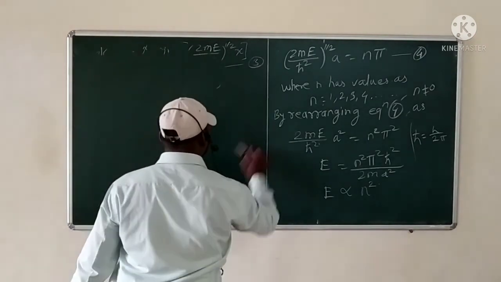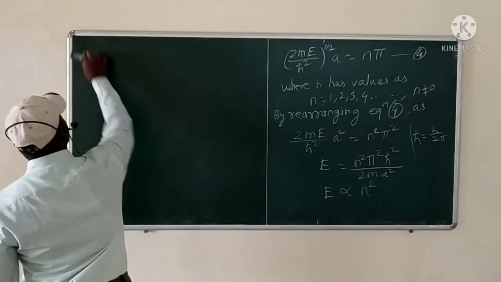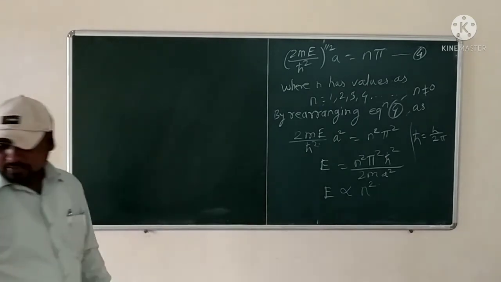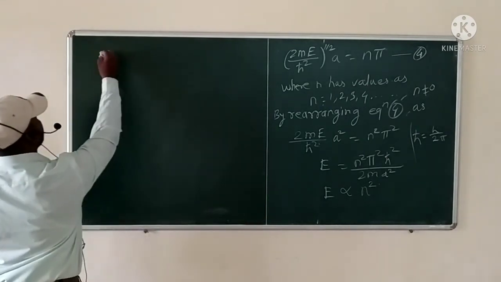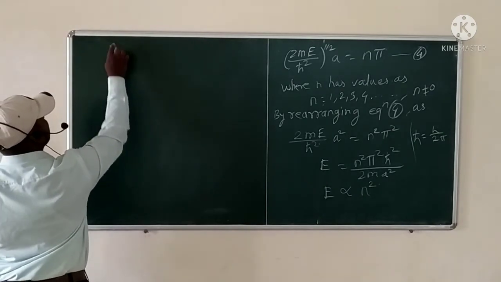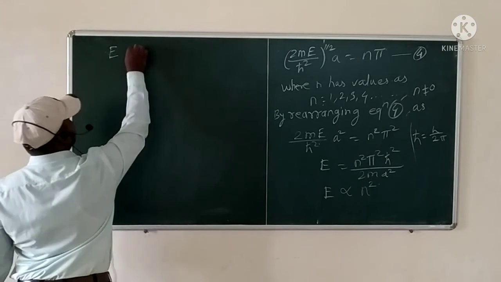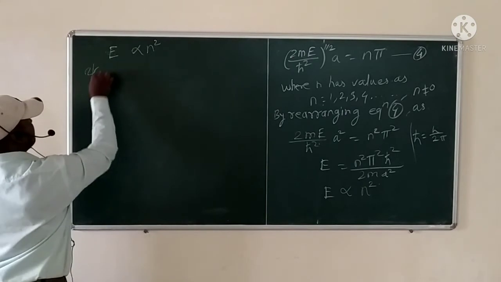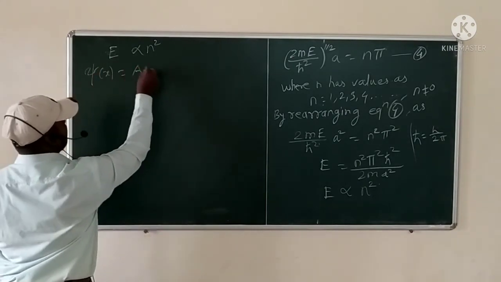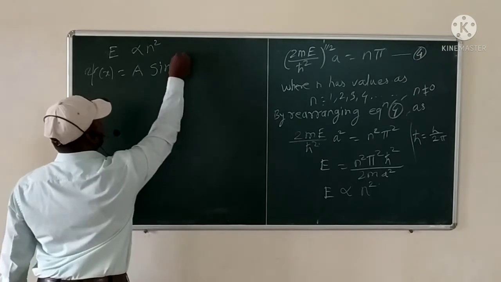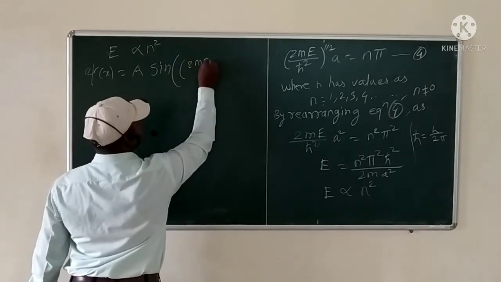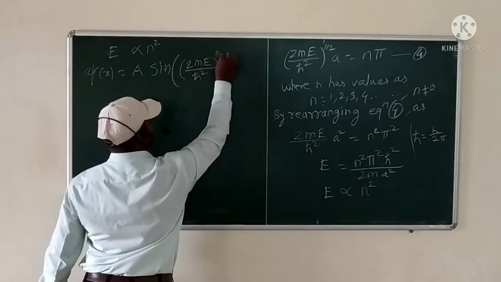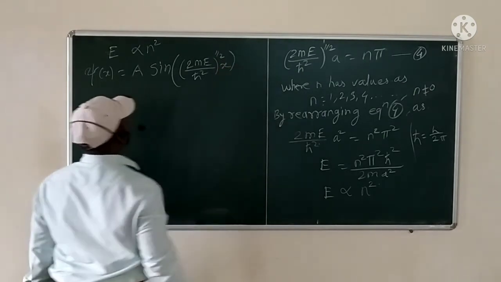So if we confine an electron in one dimension, the energy of that nanoparticle or electron is directly proportional to n square, with the wave function psi of x equal to A sine of (twice mE by h cross square)^(1/2) x, right?